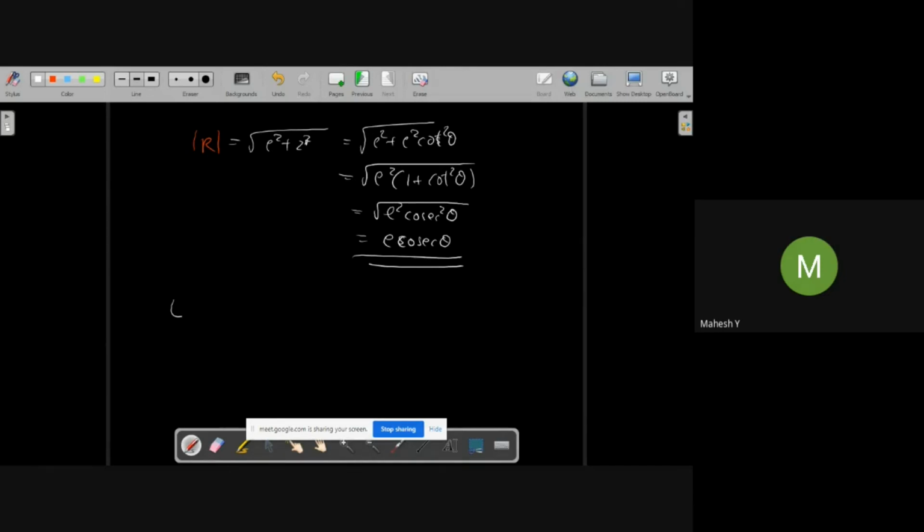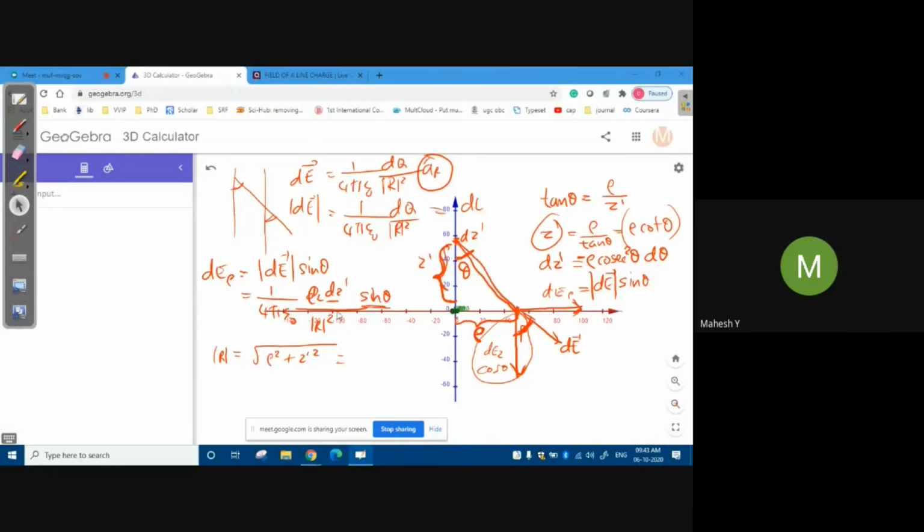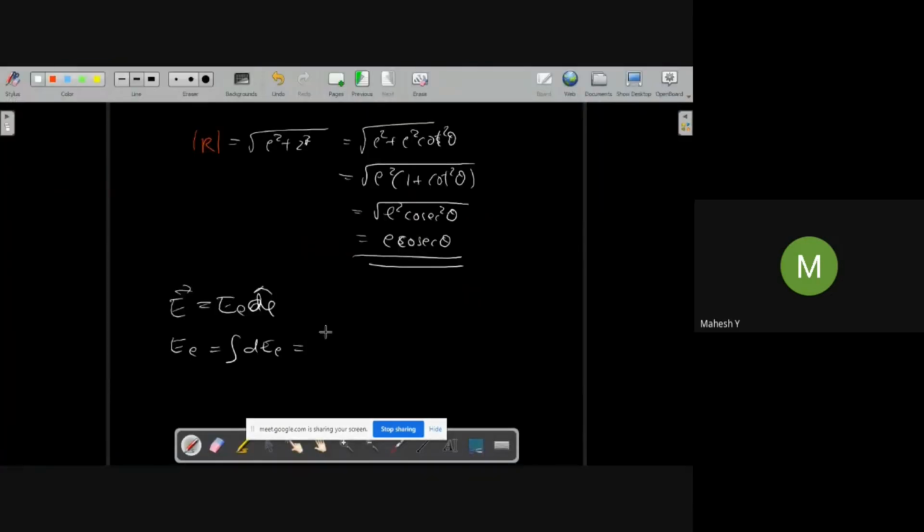So we have to find E, that is our intention, which is E rho, a rho cap we found because the Ez component won't be there. And E rho is nothing but integral dE rho, which we found is 1 by 4 pi epsilon rho L dz divided by R square. We have to substitute all those things. Come back here. 1 by 4 pi epsilon 0 rho L dz prime divided by square root of rho square plus z prime square whole square, sin theta. So what is this now?